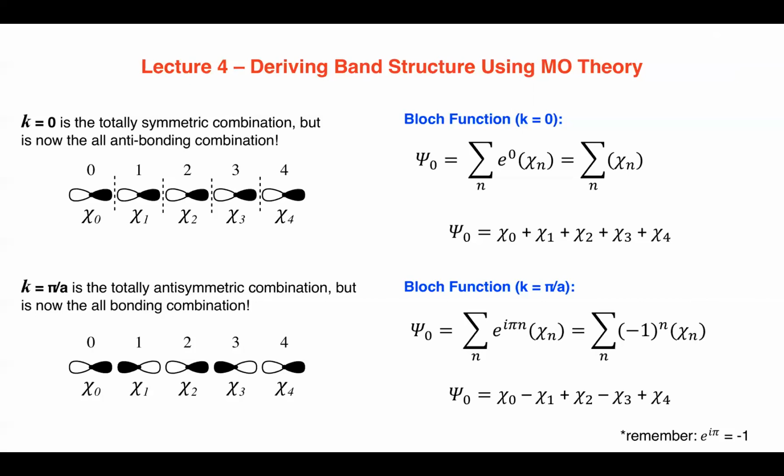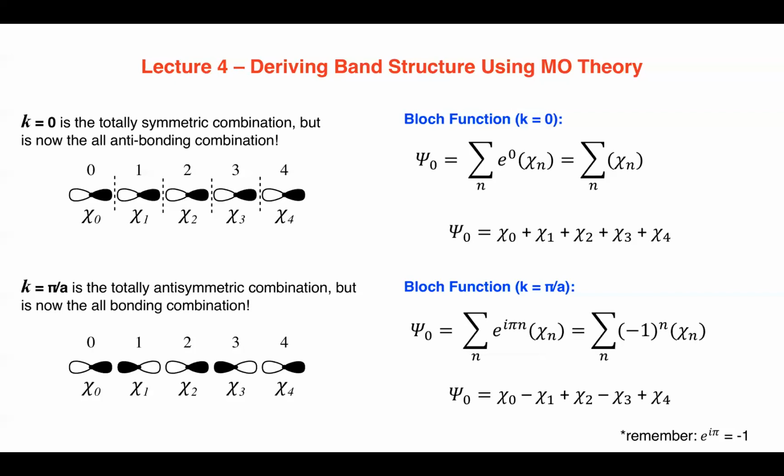You could, in principle, line them up vertically and in parallel to one another, and then do the same k equals 0 and k equals pi over a trick where the minus sign inverts the sign of that orbital. Okay, and you're going to get a different result. We're going to do that here in a few slides. But for now, we're just talking about the sigma bonding interaction to illustrate that the k equals 0 solution now actually is the all anti-bonding combination. And k equals pi over a is the all bonding combination.